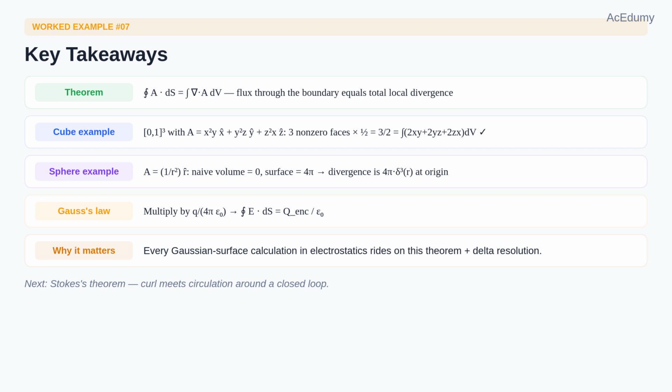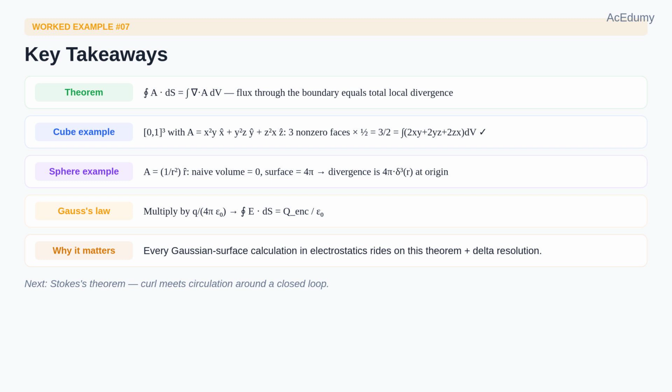Quick recap. The divergence theorem says the flux of a vector field through any closed surface equals the volume integral of its divergence inside. Local sources, summed up, equal global flux. Two worked examples. First, the unit cube with the polynomial field from PS05. Both sides came out to 3/2. That is a clean, no tricks verification. Pick a region, pick a field, both sides match.